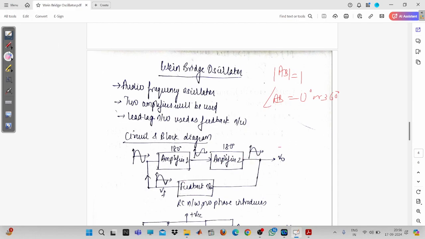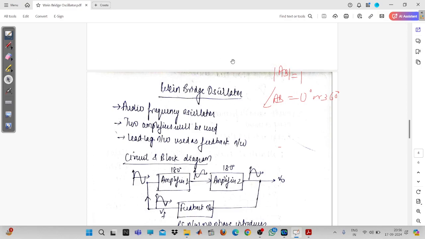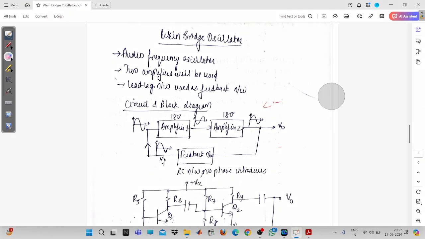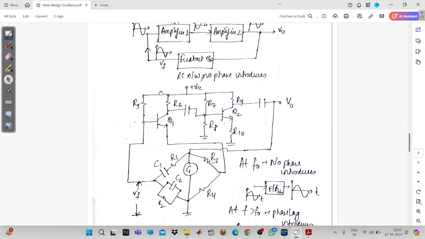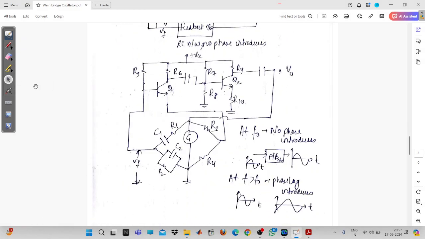So now how are you going to connect the Wien bridge oscillator? Now we'll come down. So this is the Wien bridge oscillator. Now you can simply see, this is not a complicated circuit.